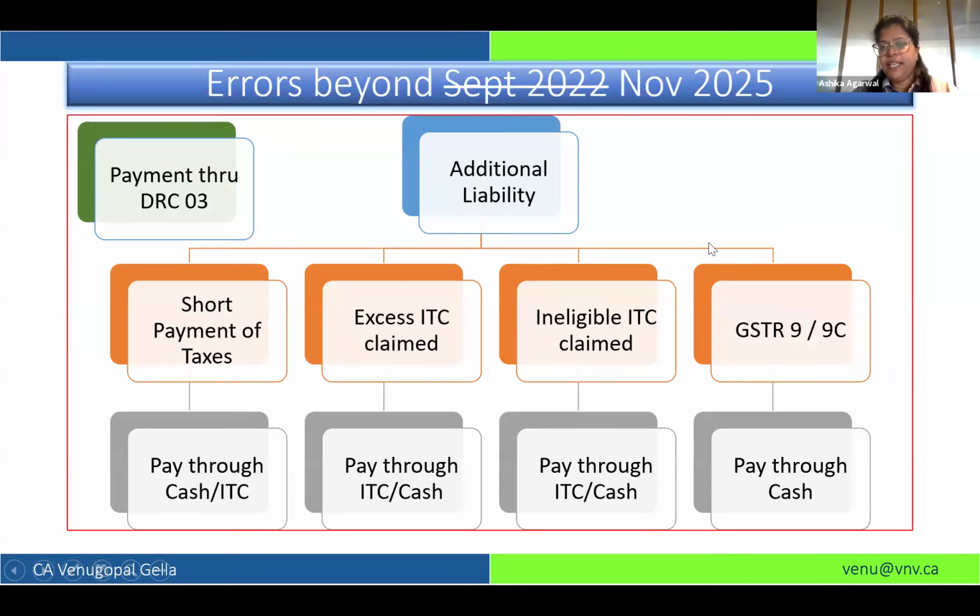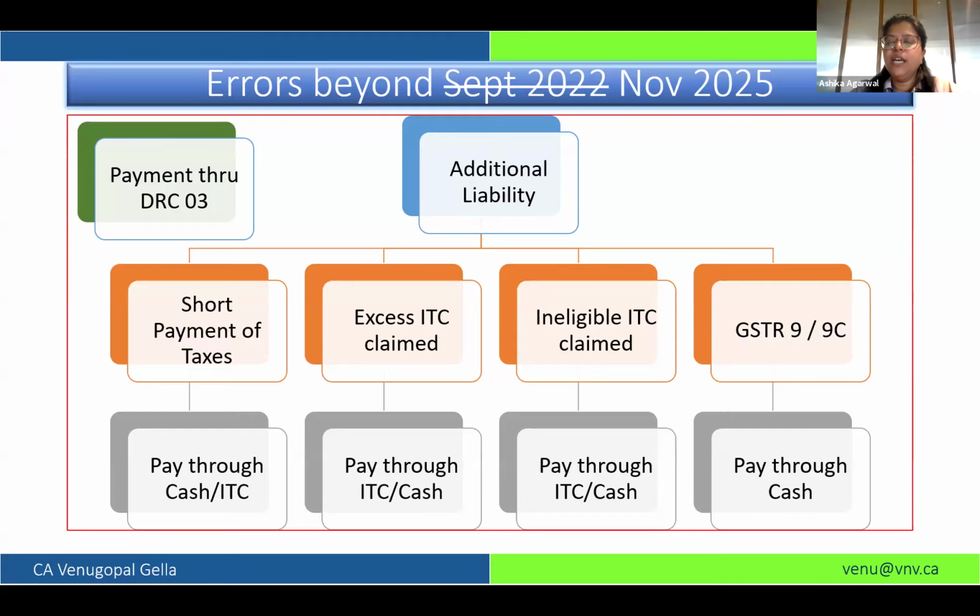This is about if any error you have made and you could not rectify it by this October month GST return, then obviously the only option you are left with is to pay the taxes. And how will you pay the taxes? Through DRC03. So if you notice any discrepancy, you pay through DRC03.